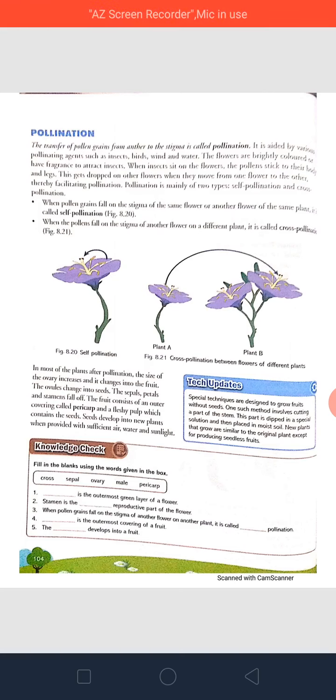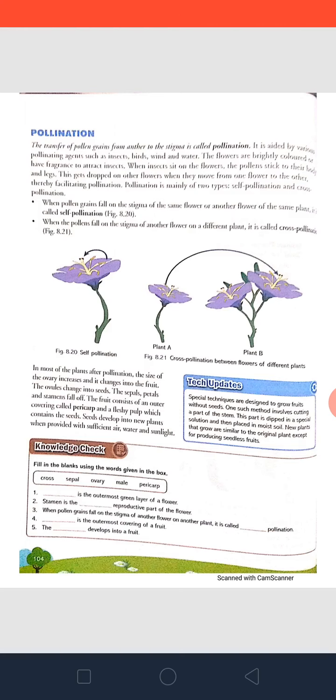Pollination by wind, how is it possible? Beta, if the pollen grains are very light, that is, if they are easily blown by the air, in those flowers pollination occurs by the wind method. If we look at wheat, paddy and maize, pollination occurs by wind.